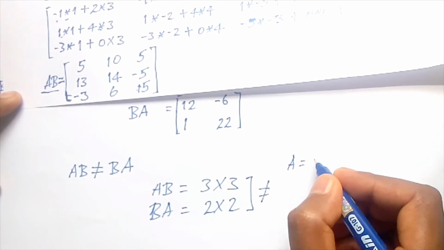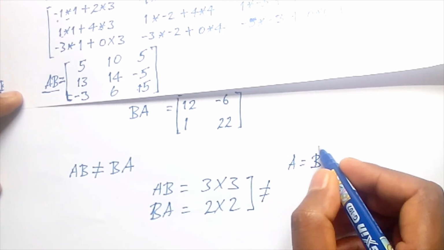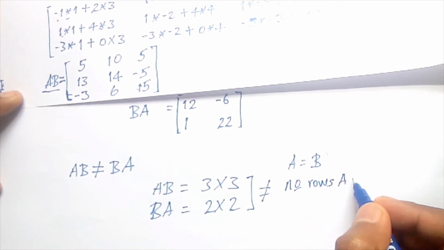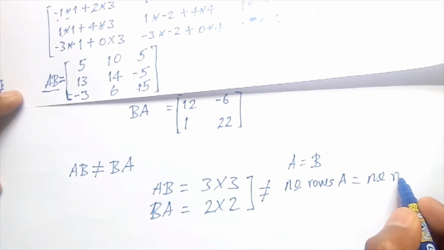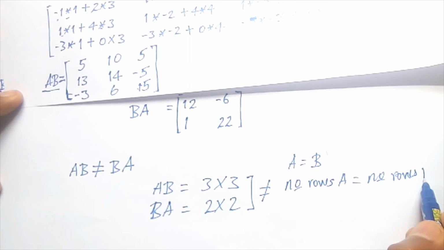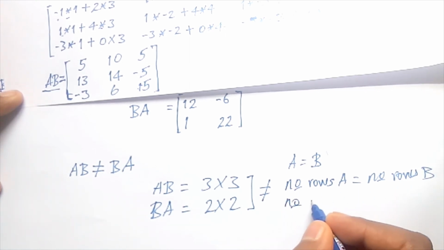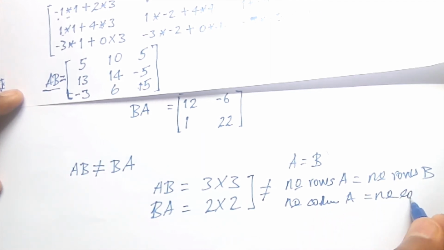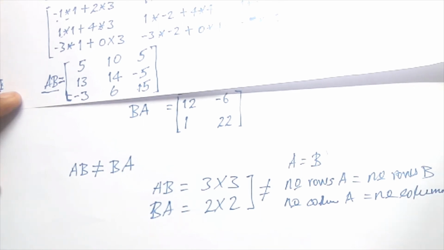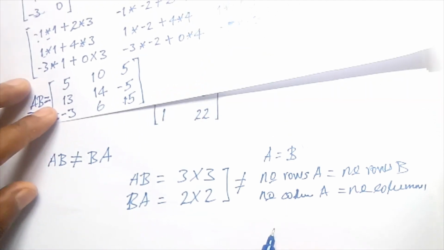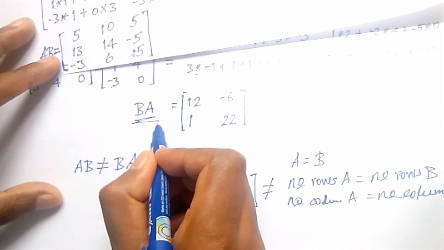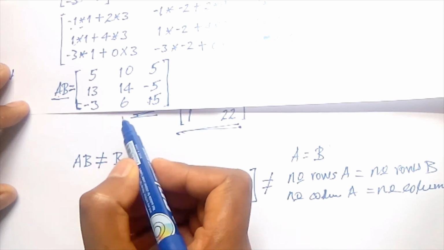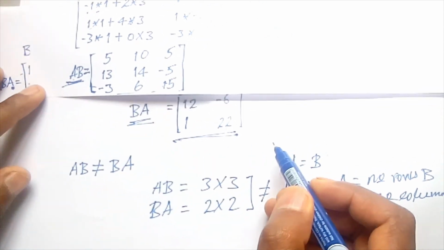If matrix A is equal to matrix B, the number of rows of A must be equal to the number of rows of B, and in the same way the number of columns of A must be equal to the number of columns of B. If this is not so, they are not equal. So we proved that B times A is this matrix and A times B is this matrix, so they are not equal.